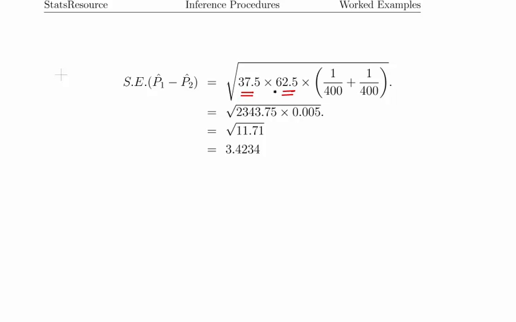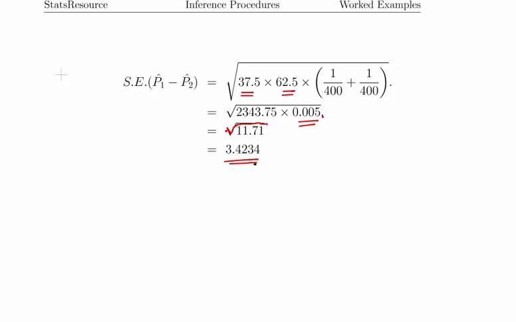37.5% times the complement of 37.5, 62.5. That gives us 2,343.75. 1 over 400 plus 1 over 400 gives us 0.005. And if we work that out, it is 11.71, the square root of 11.71. So we get the square root of 11.71 and we get 3.4234.